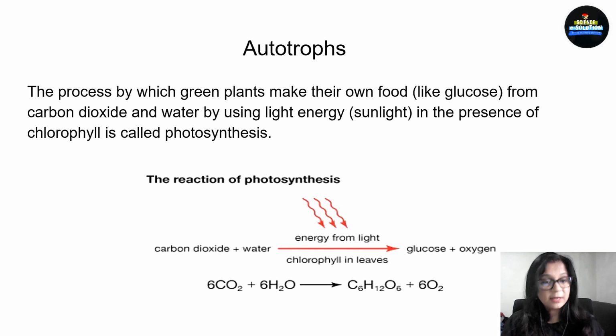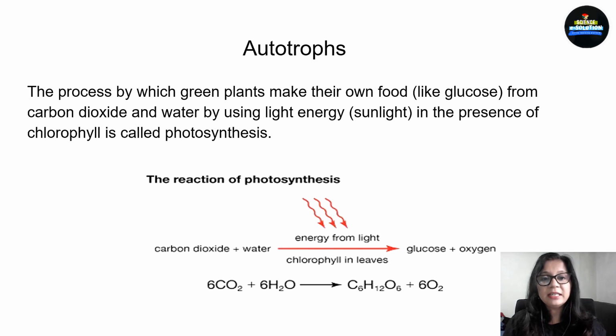What is photosynthesis? The process by which green plants make their own food, the chemical which is prepared after photosynthesis, glucose, from carbon dioxide and water by using light energy, sunlight, in the presence of chlorophyll is called photosynthesis. So these four things are very, very important. You need to mention that they make glucose with the help of carbon dioxide and water. First factor is carbon dioxide, second one is water. They use light energy in the form of sunlight and in the presence of chlorophyll they prepare the food called glucose, and that reaction is called photosynthesis.